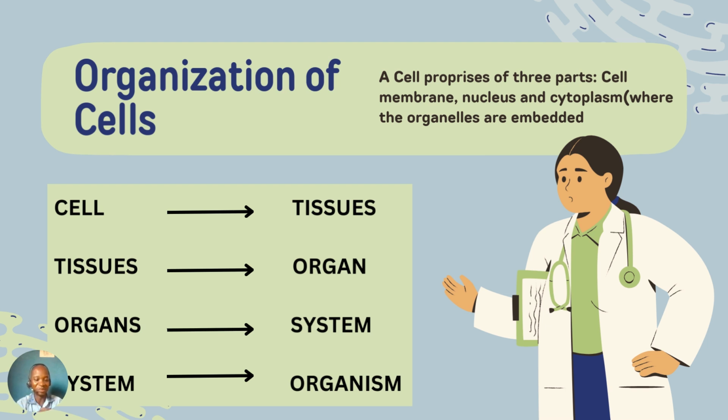Take the nose tissues that are responsible for smelling. When we organize all the tissues, we get an organ for smell, which is the nose, the tongue, the heart pumping the blood. But when we put together this heart, the arteries, the veins, and the capillaries, which are individual organs, we get a system we call the circulatory system.